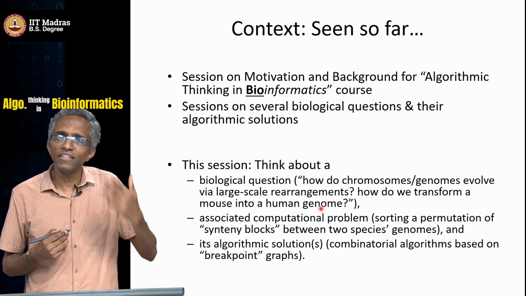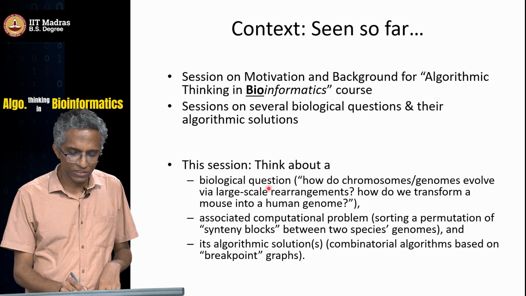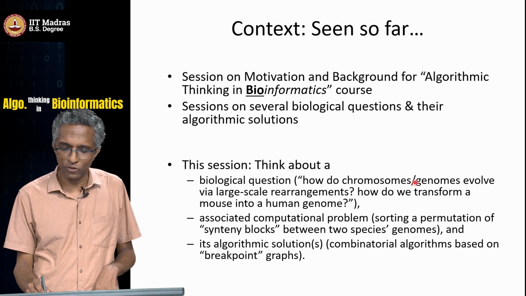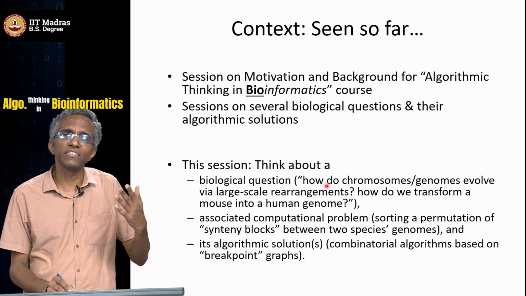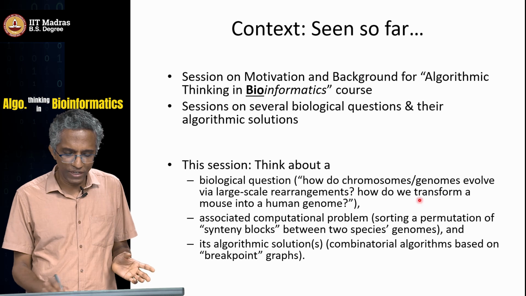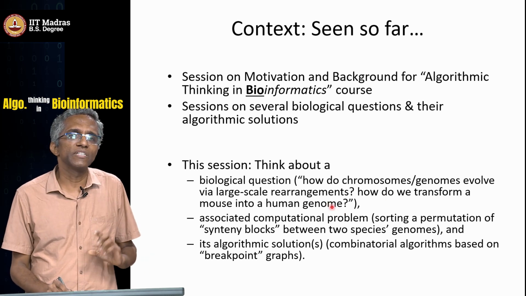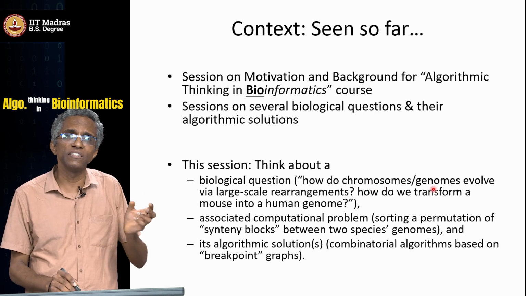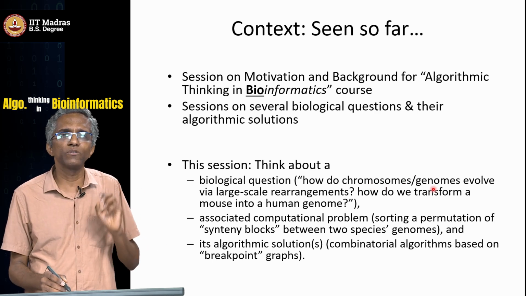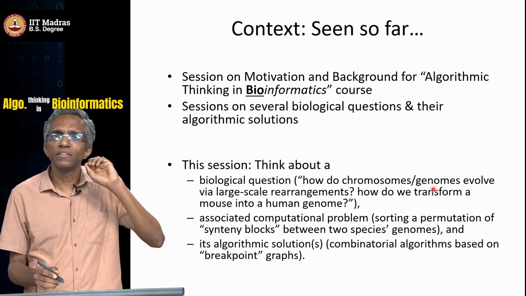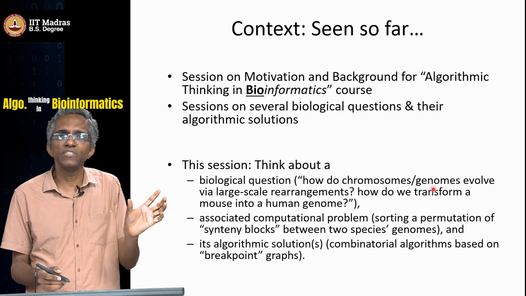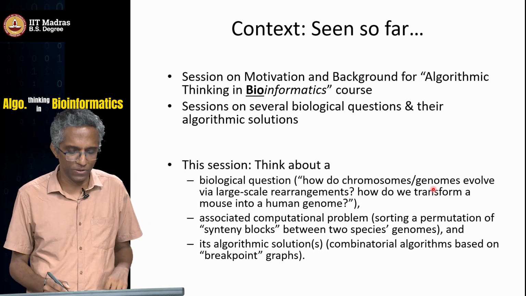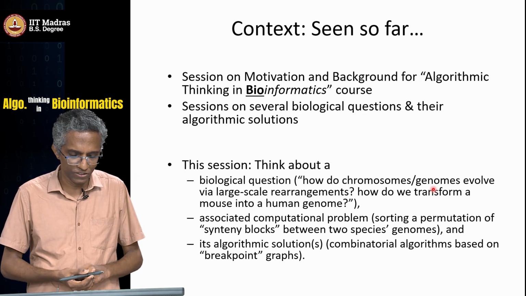The style is going to be the same, though. We are going to start with the biological question as in the other topics in this course, and in this particular case the question is how do chromosomes or genomes evolve via these large scale rearrangements, and then how do we transform a mouse into a human genome. That is just an example application of this question. Once you understand how chromosomes or genomes evolve via these rearrangements, then we can use that to figure out the minimum possible rearrangements that you need to do to transform one species genome to another species genome. In this example we have taken a mouse genome and a human genome. We will take that as a running example in this session.